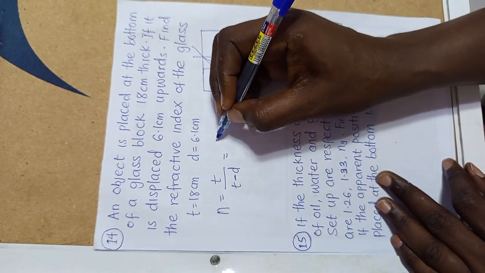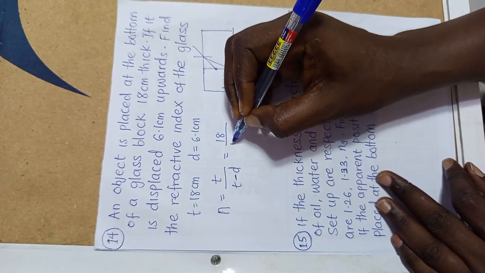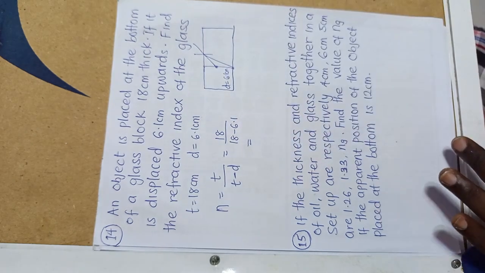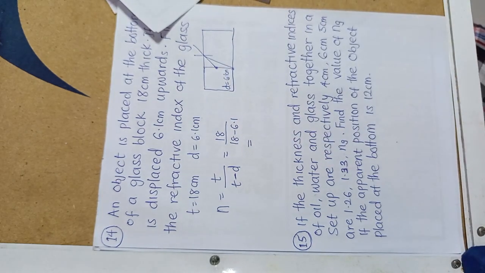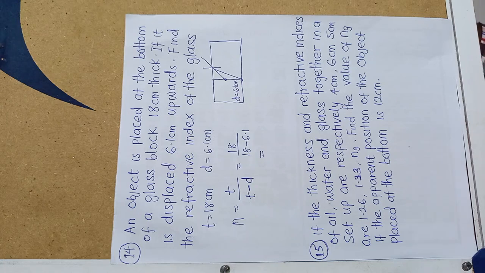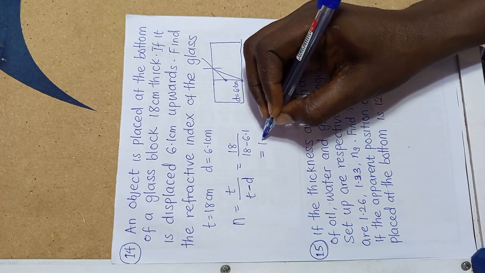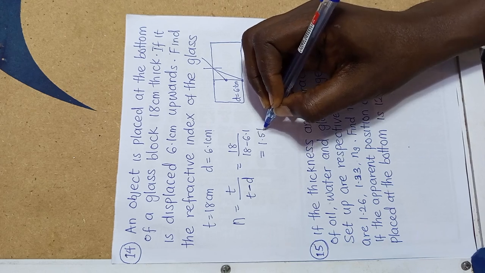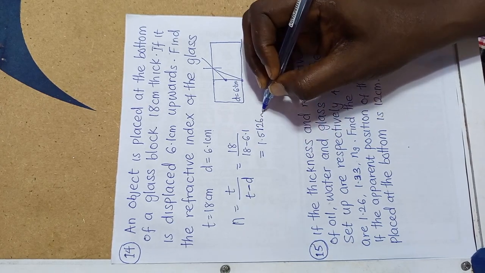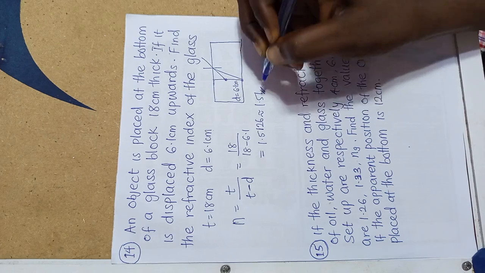So that means T is 18 divided by 18 minus 6.1. So what will our answer give us? We are going to have it as 1.51. This is approximately 1.51.